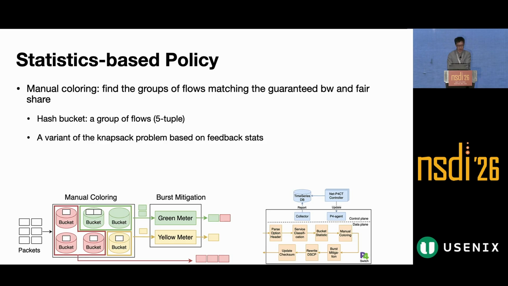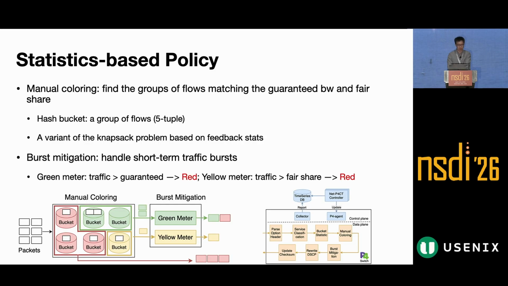We select a subset of buckets such that the sum of their rates meets or just exceeds the guaranteed bandwidth. It's like a variant of knapsack problem. While manual coloring can eliminate flow reordering, it cannot respond quickly to short-term traffic bursts. To address this, in burst mitigation part, we deploy 2 additional meters, one for green packets and one for yellow packets, to enable fine-grained burst detection and prevent potential overload.